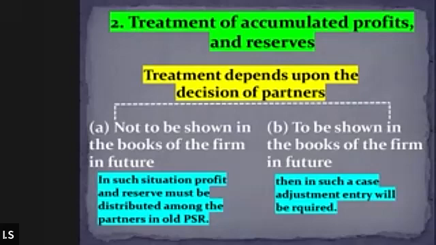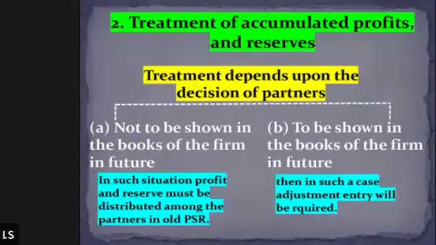All right, everyone, let's start the session. In the previous class, we were talking about the treatment of the accumulated profit and reserves. We discussed that the treatment depends upon the decisions made by the partners, whether they want to show the accumulated profit and reserve in the books of account in the future as well, or whether they do not want to show it in the books of account.